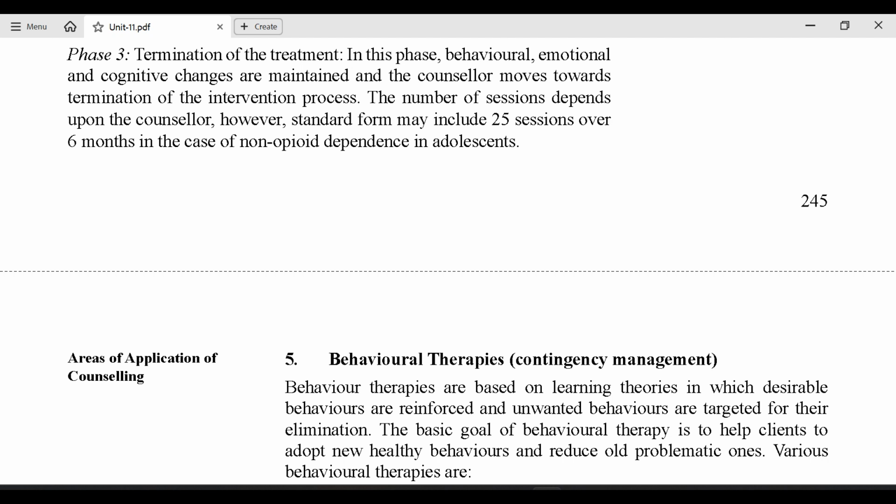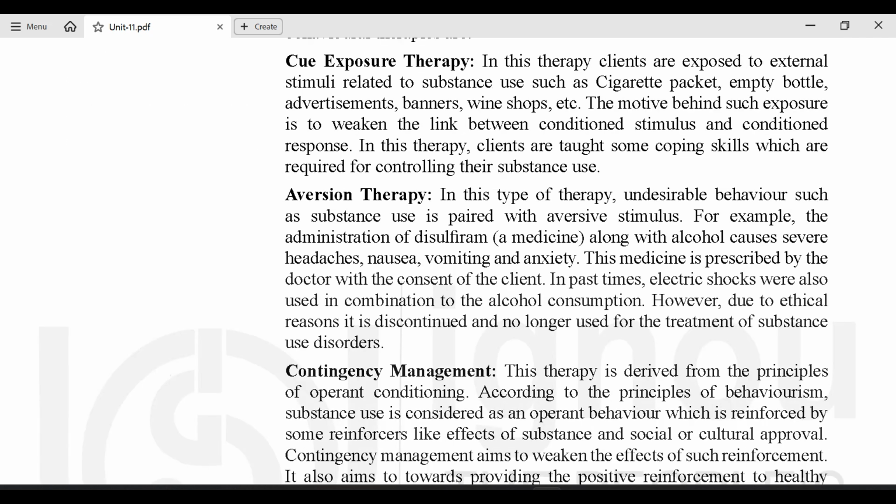5. Behavioral therapies, contingency management. Behavior therapies are based on learning theories in which desirable behaviors are reinforced and unwanted behaviors are targeted for their elimination. The basic goal of behavioral therapy is to help clients to adopt new healthy behaviors and reduce old problematic ones. Various behavioral therapies are cue exposure therapy.